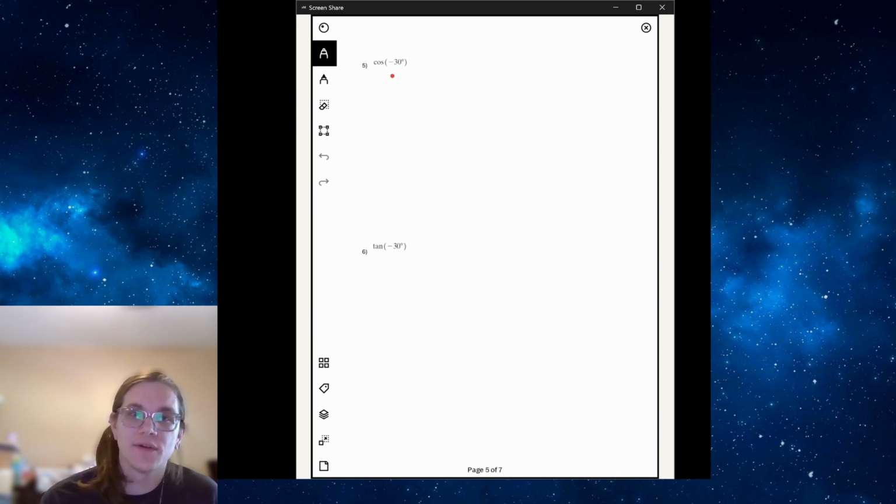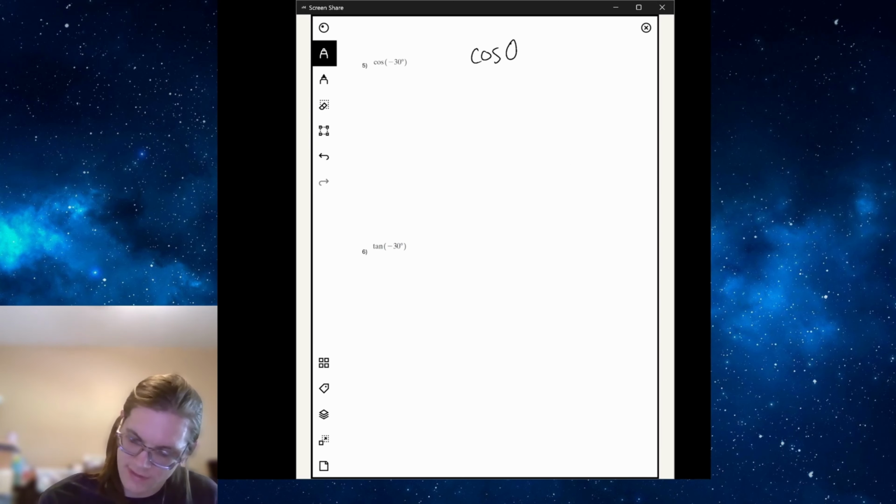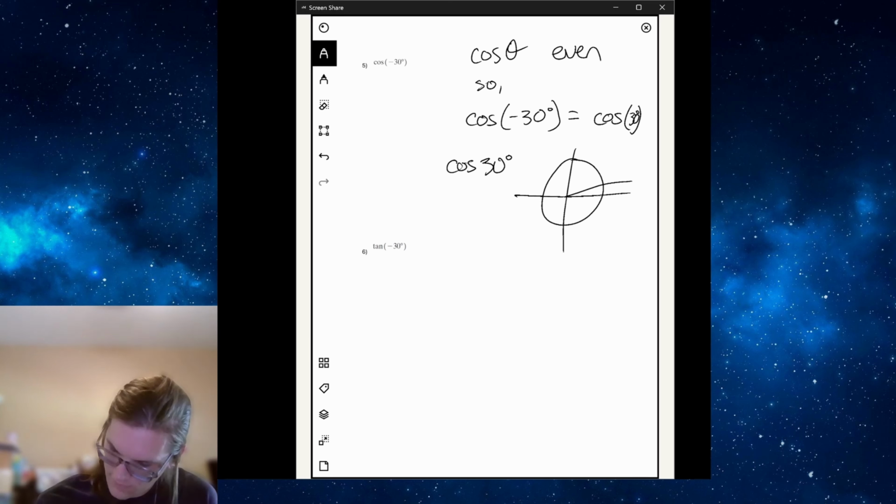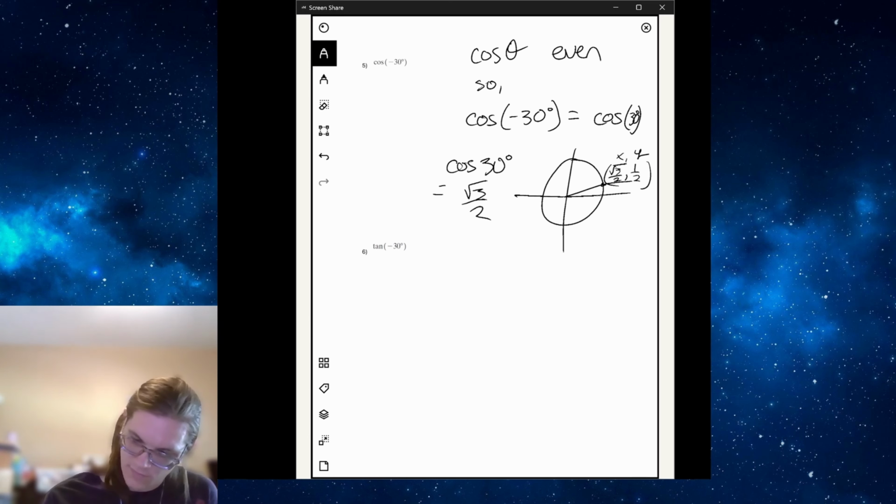Cosine of negative 30 degrees: cosine is even, which means cosine of negative 30 is the same as cosine of 30, which is known. Cosine of 30 degrees is root 3 over 2. So this is root 3 over 2.